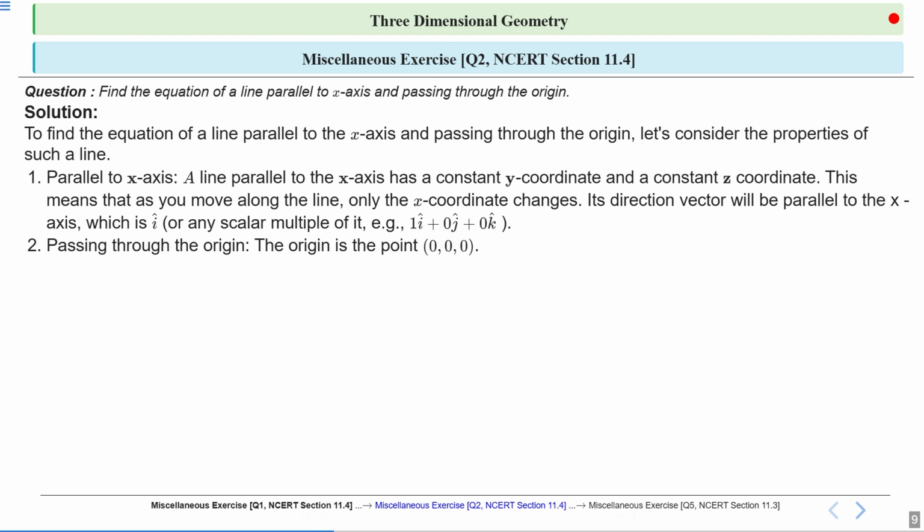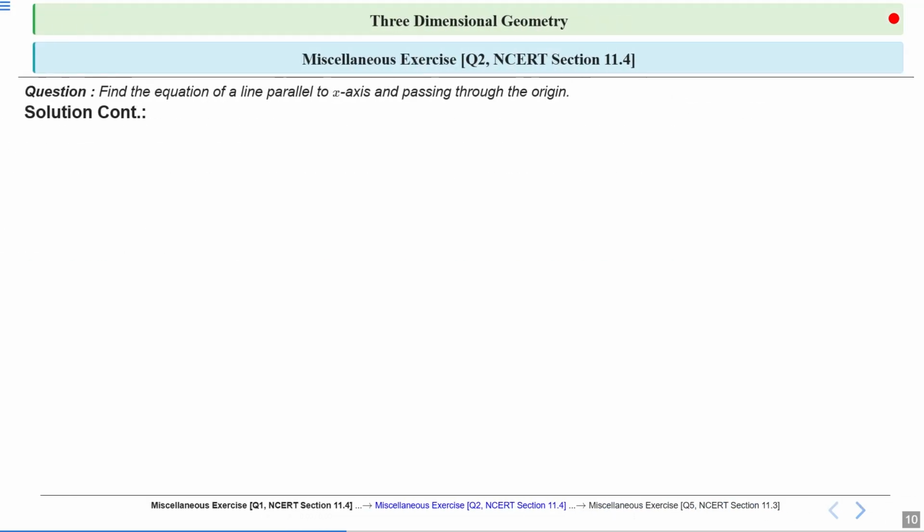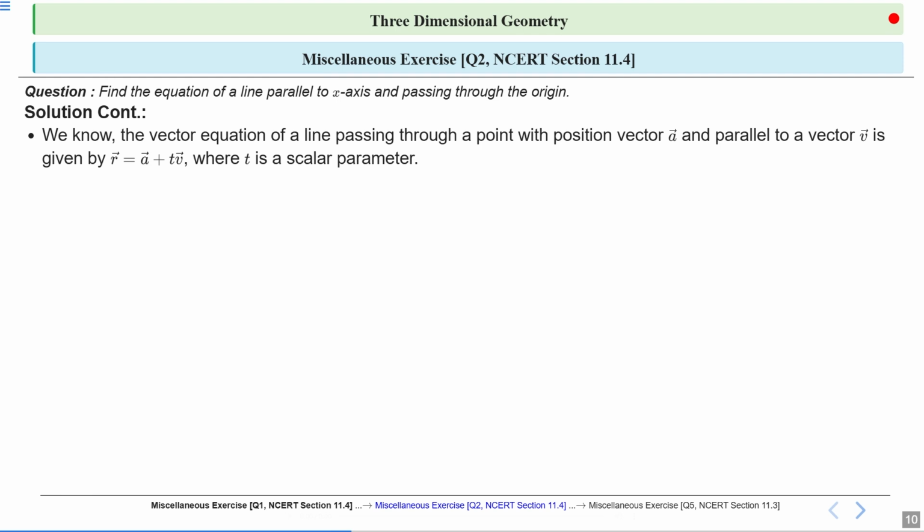Second, passing through the origin. The origin is the point 0, 0, 0. So we know that the vector equation of a line passing through a point with position vector a vector and parallel to a vector v vector is given by r vector equals a vector plus t times v vector, where t is a scalar parameter. The point A is the origin, so the position vector a vector is 0 i cap plus 0 j cap plus 0 k cap, which is equal to the 0 vector.